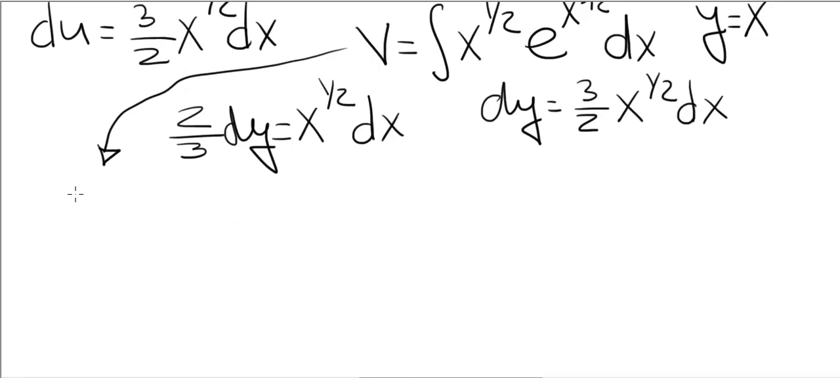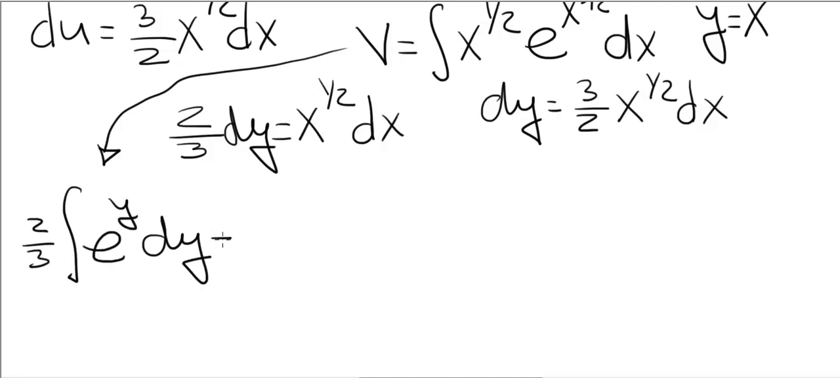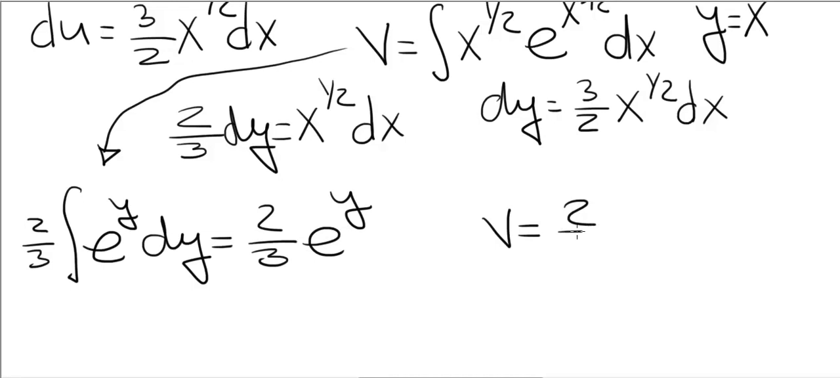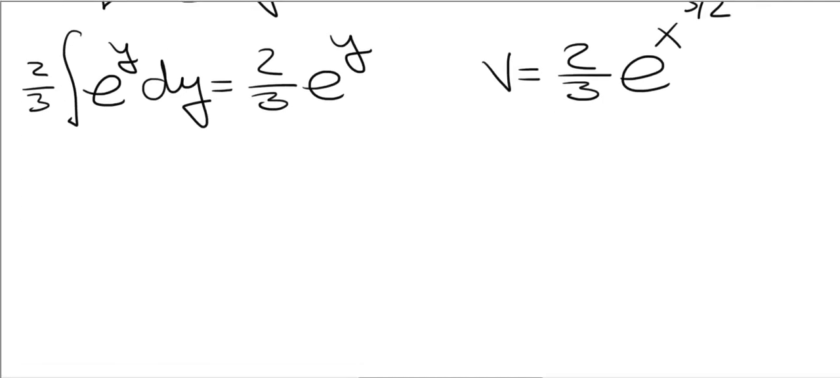It is x to the 1/2 dx, which is 2/3 dy, and e to the x to the 3/2 is e to the y. This makes this 2/3 e to the y, and that makes v 2/3 times e to the x to the 3/2. So now let's return to the original integral.